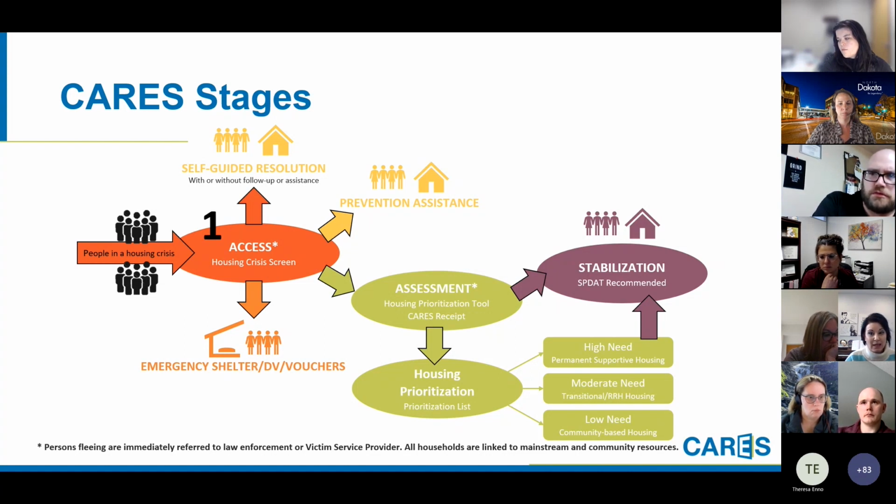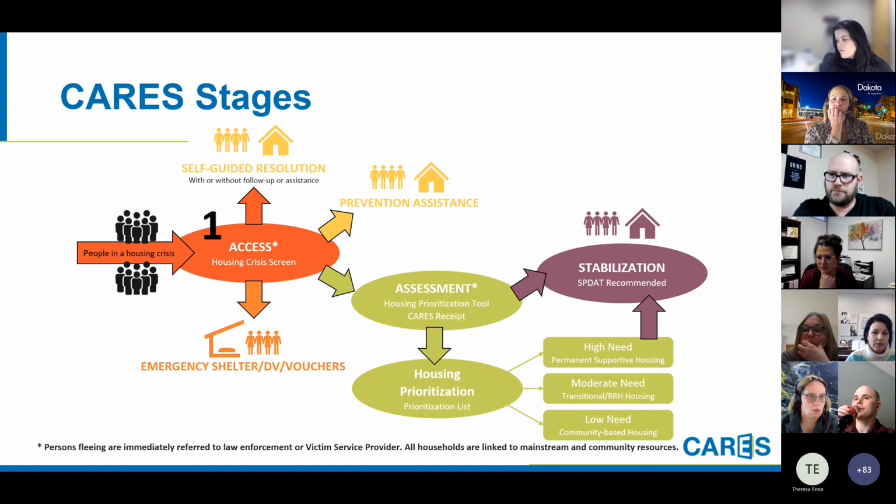Persons who are in housing and could prevent their homelessness or rapidly be rehoused with a single month's rent or deposit are prioritized for prevention assistance. And then persons who are unsheltered, fleeing violence, or at imminent risk of homelessness with no other place to go will be prioritized and linked to shelter, including emergency shelter, hotel or motel vouchers, church sheltering, or domestic violence shelter.